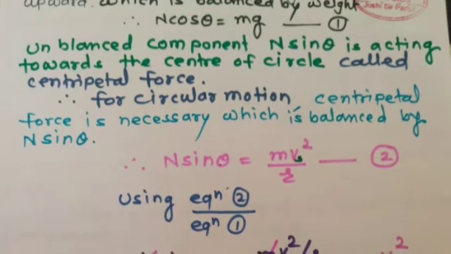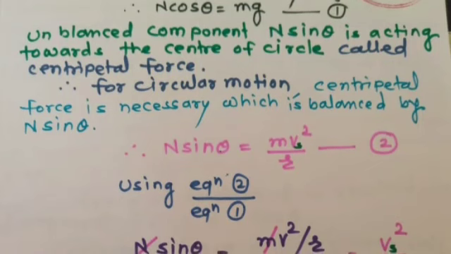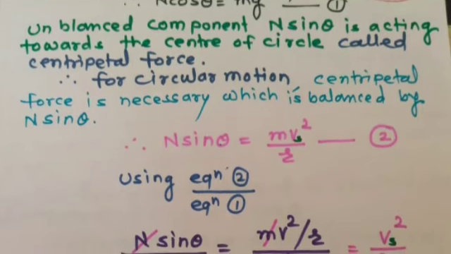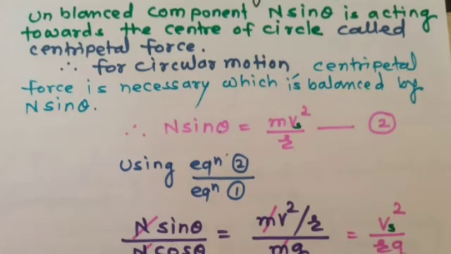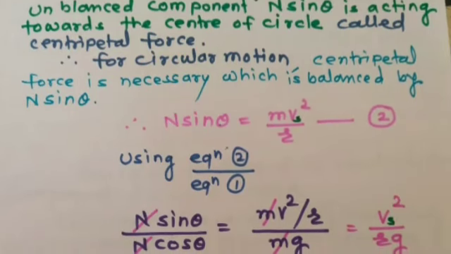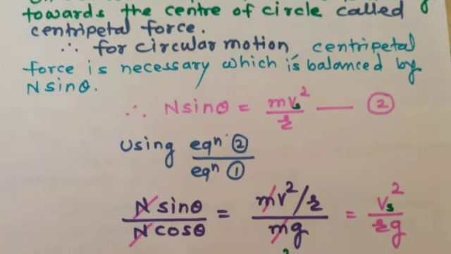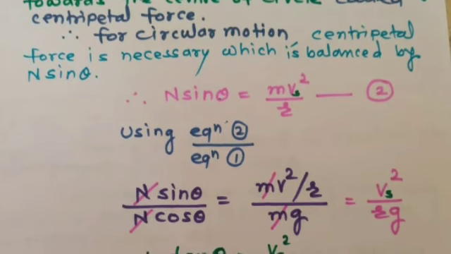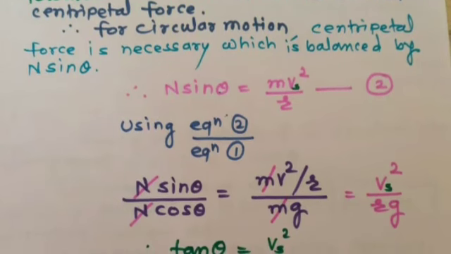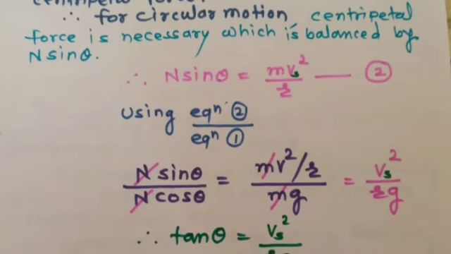Unbalanced component N sin theta is acting towards the center of the circle, called centripetal force. For circular motion, centripetal force is necessary, which is balanced by N sin theta. Therefore, N sin theta is equal to mv_s square upon r.